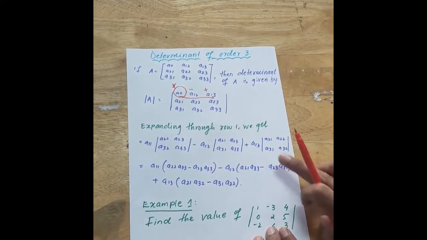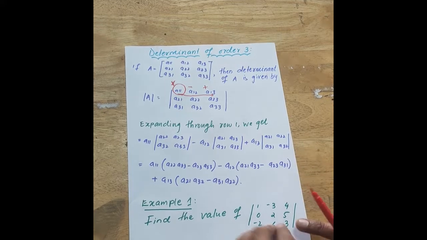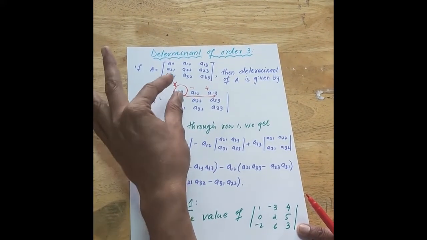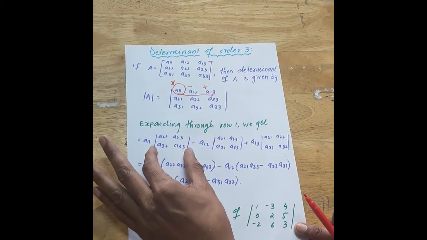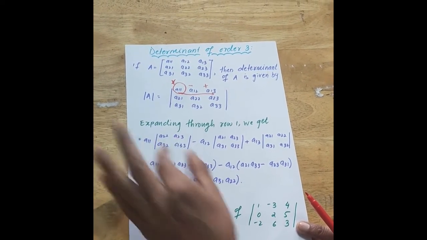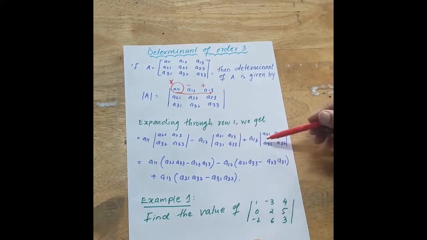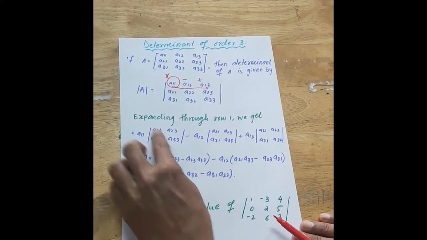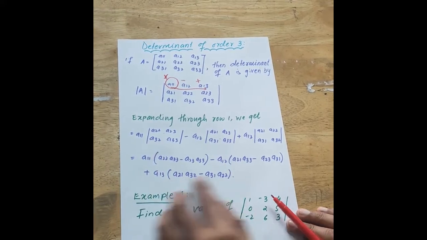That is A21, A22, A31, A32. Now you have given the sign, you have converted this 3 by 3 determinant into a 2 by 2 determinant. Now you can find the value of this 2 by 2 determinant, this and this. So simply you need to cross multiply here, right? Cross multiply here, and you are getting this.